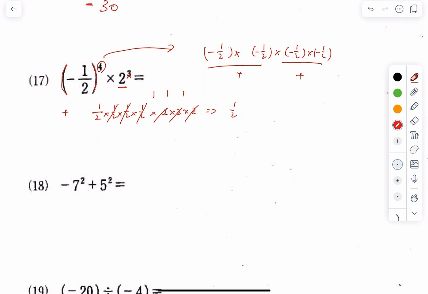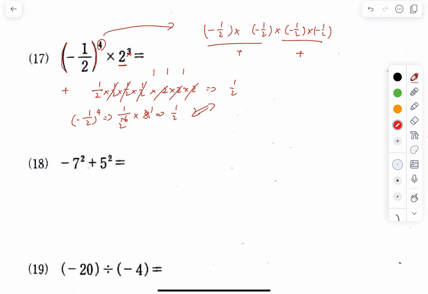You can do it this way, or you can calculate negative 1 over 2 to the power 4 first. Pause the video a little bit, get your answer. In this case, it is 1 over 16. Multiply by 2 to the power of 3. Again, pause the video, get your answer. In this case, it's 8. So then I can do 1 over 16 divided by 8, also 1 over 2. Both methods work, but you guys have to know that it's very different having the exponent outside of the bracket or inside the bracket.